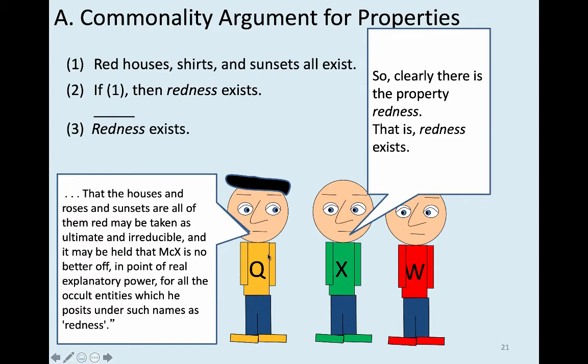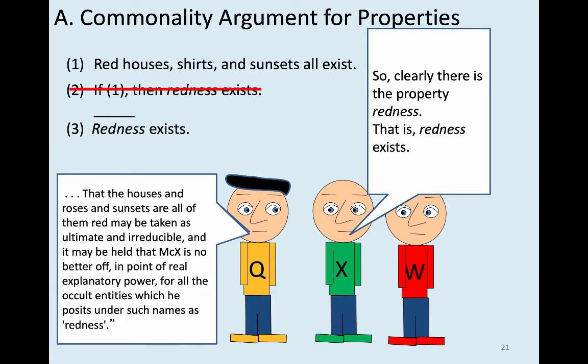Quine is saying positing that property doesn't really explain anything. It doesn't really explain what they have in common. We can just take it as a brute fact that we categorize things in certain ways, that we point at a red house and we call it red, and we point at a red sunset and we call it red. It's not a fact that needs explained. It's sort of just a fact about our psychology that we do this.